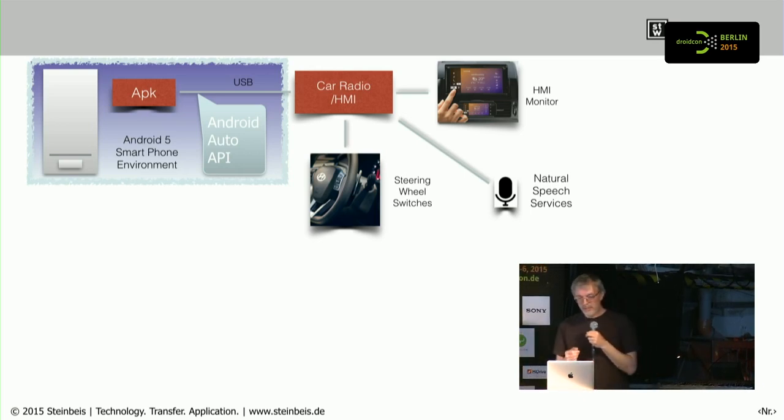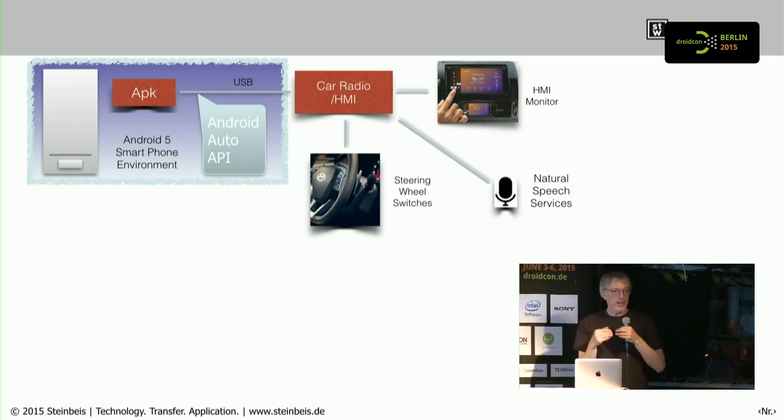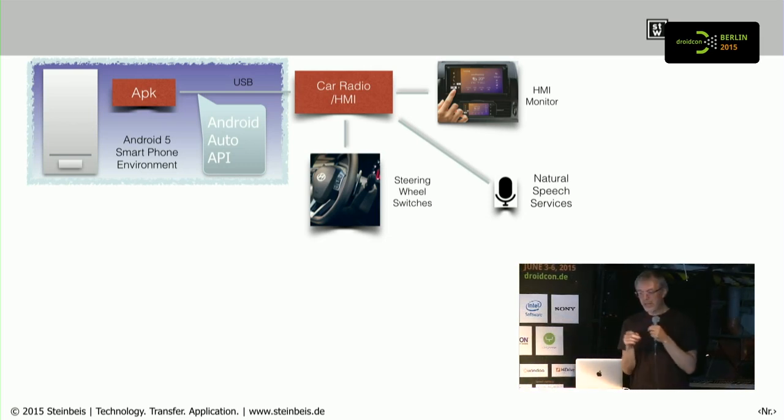You have some very small switches in your steering wheel. That's clear, because nobody wants you to touch your smartphone while driving. And you have a monitor. This is part of a car somewhere. It's a small monitor, and this API gives you the possibility to connect over USB to this car somehow. And your libraries are enabling you this kind of working.